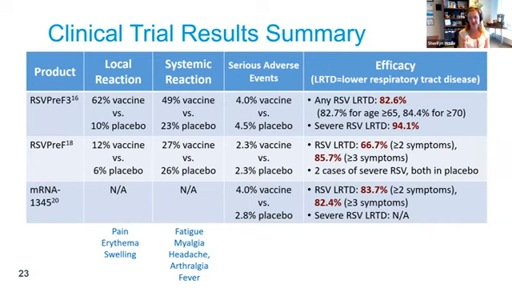And when it comes to local and systemic reactions, I've got the most common ones listed below the chart there in blue. Very common with what we would typically expect to see with an IM injection of a vaccine: pain, erythema, swelling at the injection site, and then the systemic symptoms, feeling a bit tired, having headaches, sore muscles, maybe a little bit of fever as the immune response is going on.